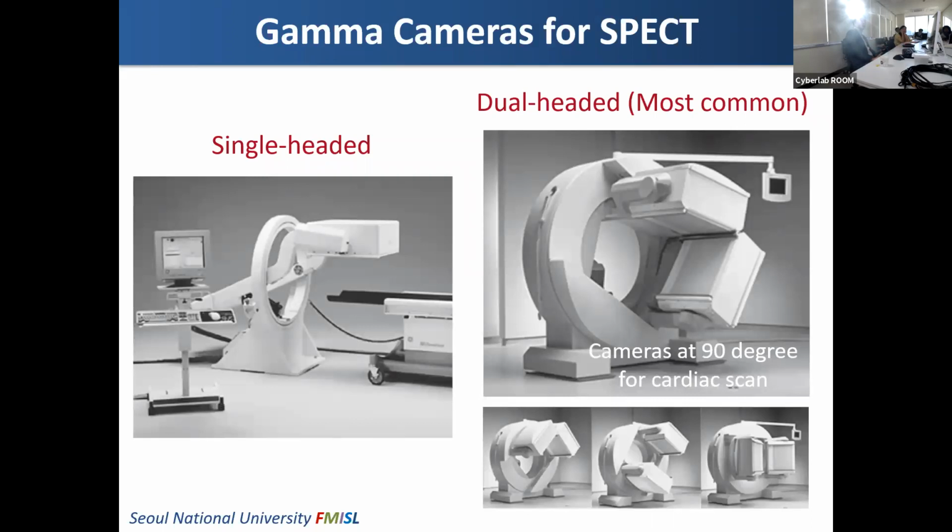As I said last time in the gamma camera lecture, we use gamma cameras for SPECT imaging. You may have a single head or dual head SPECT system, and the dual head gamma camera is most commonly used for SPECT imaging. Those two gamma cameras usually have variable angles to allow acquisition with different angles between the two cameras. Usually the cameras at a 90-degree angle are used for cardiac scans.